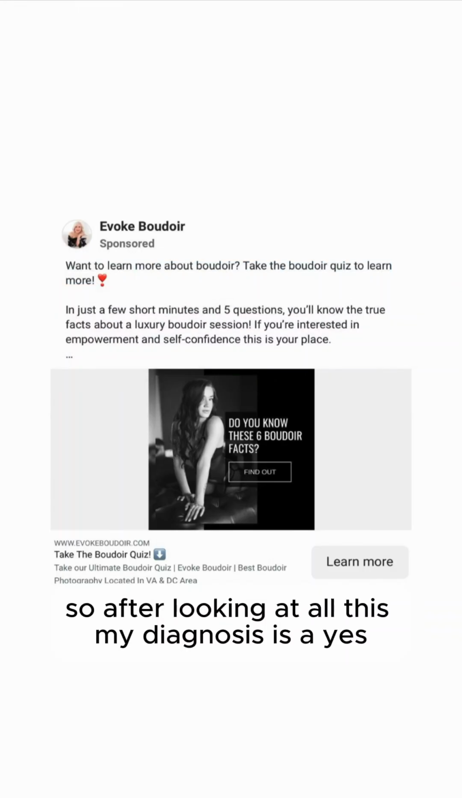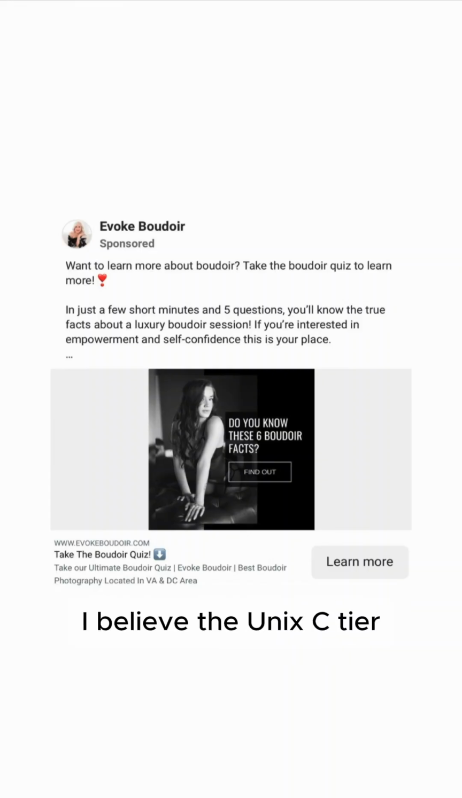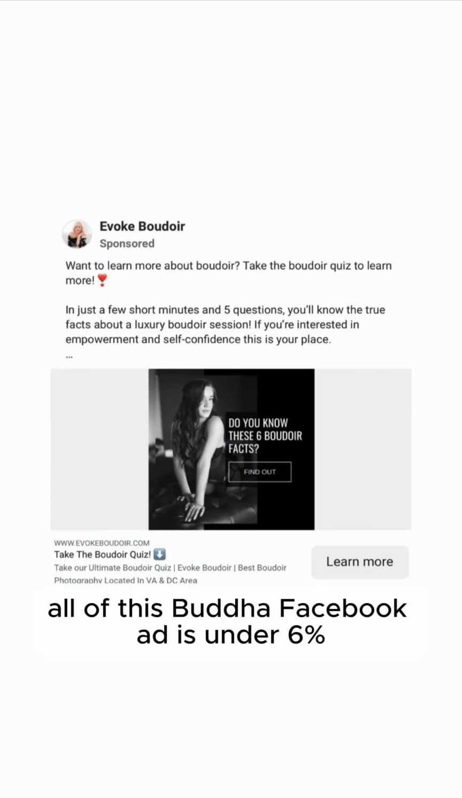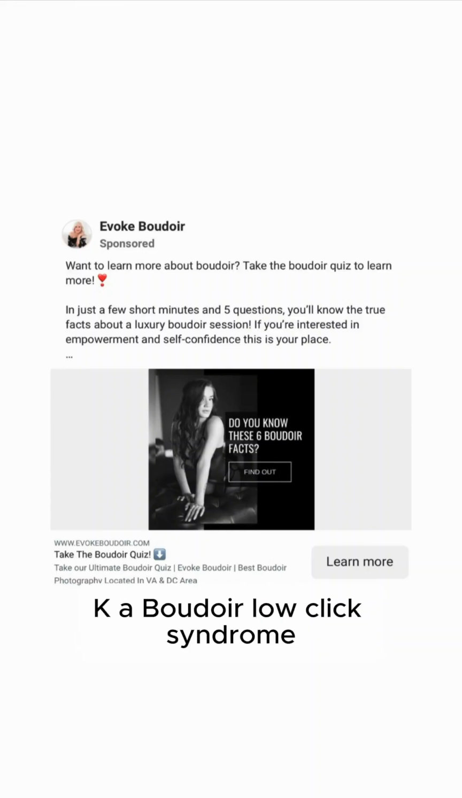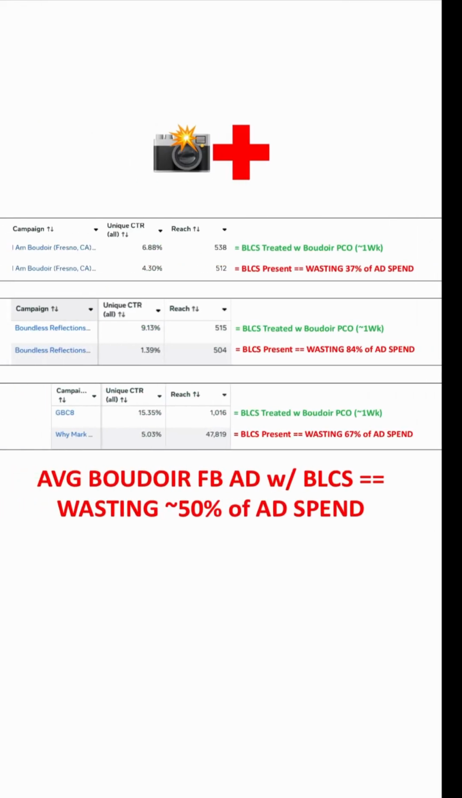So after looking at all this, my diagnosis is yes, I believe the unique CTRL of this Boudoir Facebook ad is under 6%, which means yes, I do believe it has BLCS, aka Boudoir low click syndrome.